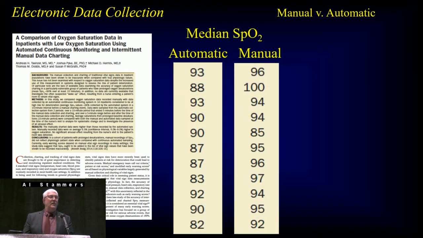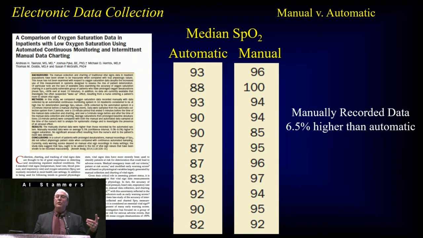But what he had shown was, okay, if you take a small little study, 16 patients, and you automatically collect the data as opposed to manually collecting the data. This is what a nurse was doing at the bedside, writing down the numbers. This was the automatic. These are median values over some large number. And you look at the difference, you can see that the manual recording is 6.5 percentage points higher with saturation. So that's really problematic.